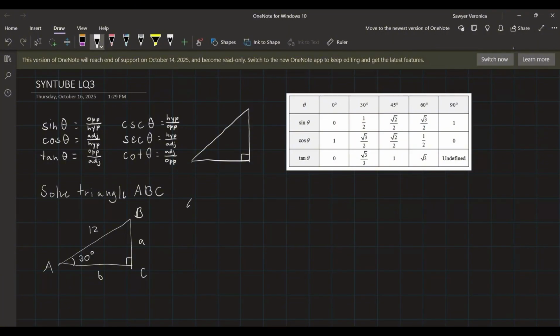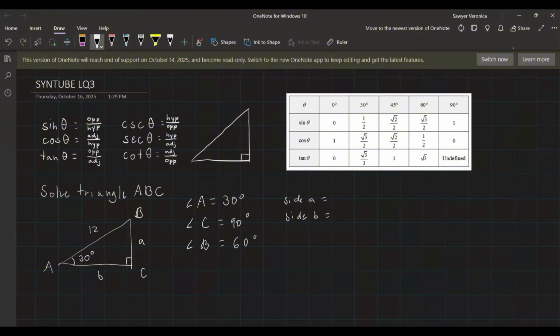Here we can see that angle A is equal to 30 degrees, angle C is equal to 90 degrees, and therefore angle B would be equal to 60 degrees. So this is a special kind of right triangle. We are to solve for side A and side B. So how do we start?